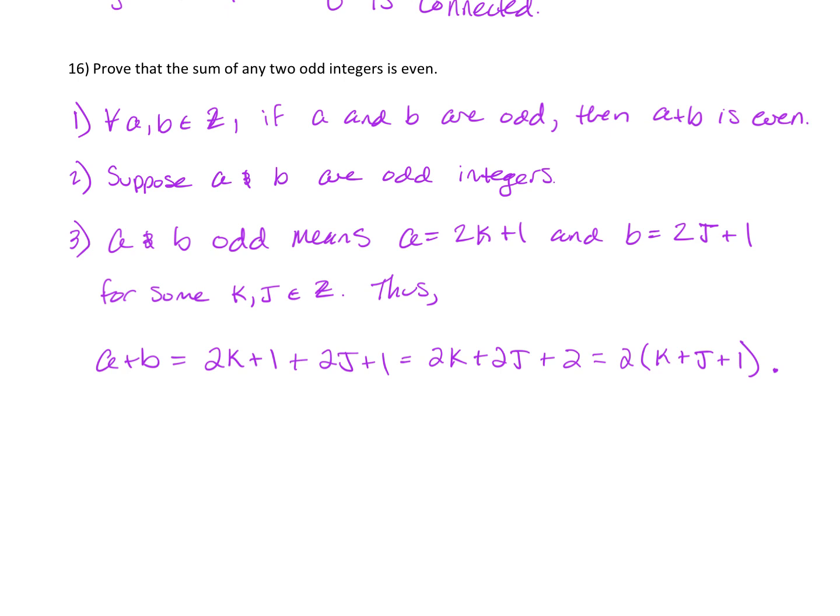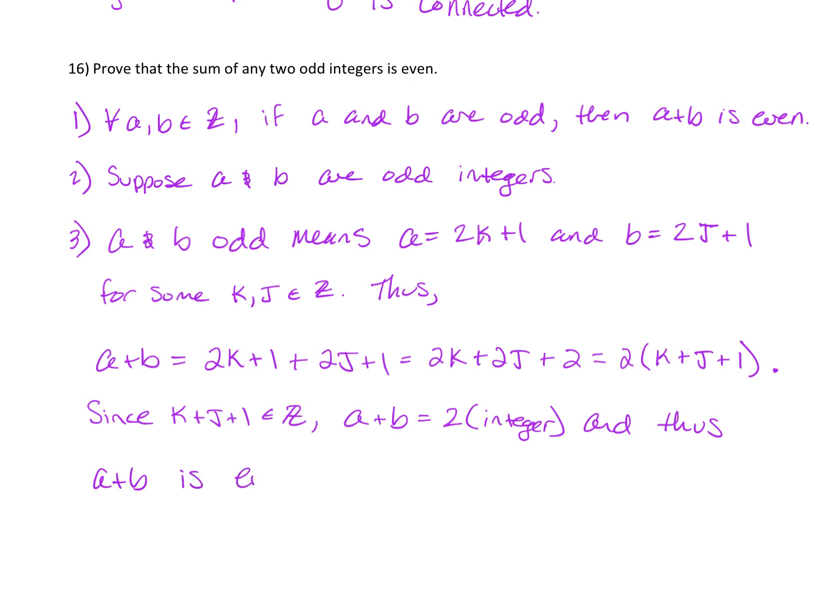So let's just write a sentence that explains that logic. We'll say since k plus j plus 1 is an integer, a plus b equals 2 times an integer, and thus a plus b is even, which is what we needed to show. The then part of this statement is that a plus b is even. So often when you finish a proof, you put a little box and a check mark. Proved it.